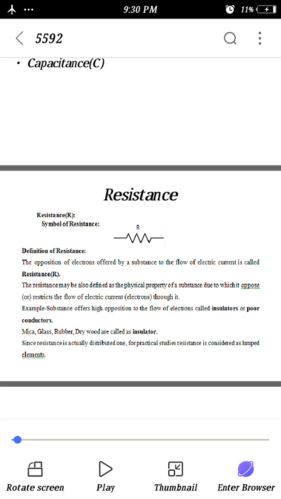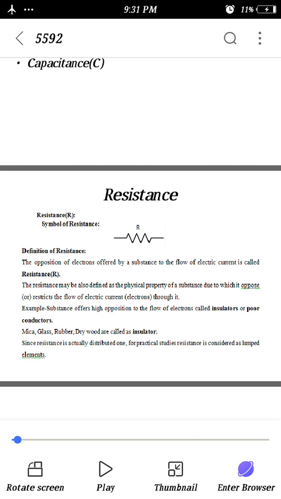The definition of resistance: the opposition offered by a substance to the flow of electric current is called resistance. Simply, we can say it is a physical property of a particular substance which helps to resist the flow of electrons, that is, the flow of current in that material. A substance which gives this property is called an insulator, or a poor conductor. Mica, glass, rubber and dry wood are examples of insulators.